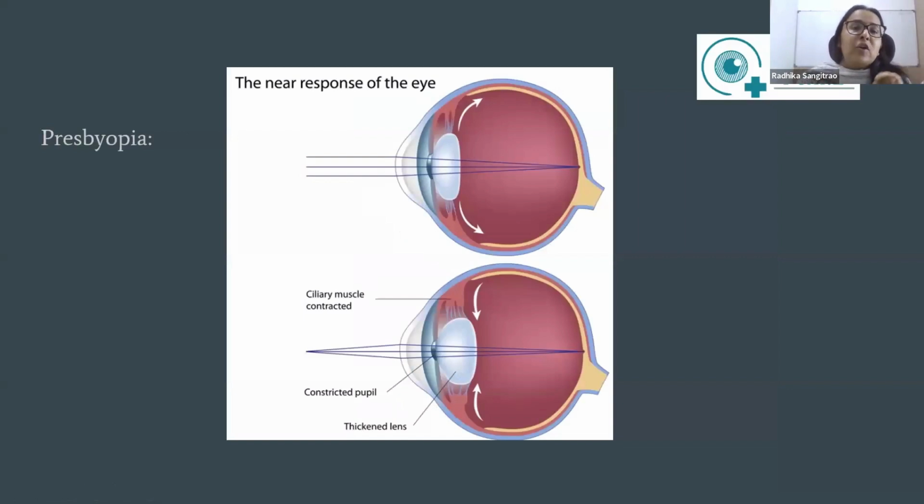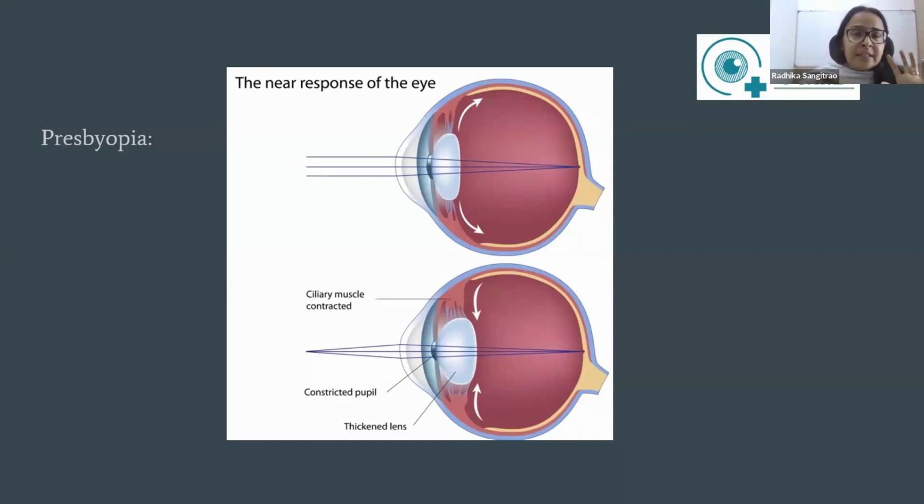Now, another phenomenon that we need to know is called presbyopia, a near vision dysfunction which happens physiologically. That is, it is not a disease, it is a normal aging process where after 40, the near response of the eye is affected. Now, this is where we talk about the ciliary muscle. This is the ciliary muscle, which is very important in focusing for objects at near distance, like your laptop or your phone screen, or when you're reading something.